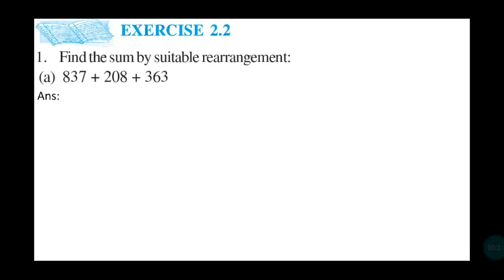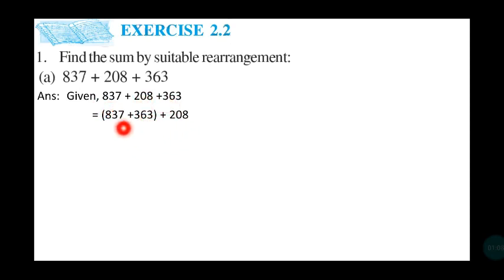Okay, let's see the answer. Given 837 plus 208 plus 363. Now we rearrange these numbers: first 837 plus the last number, that is 363, plus 208. Now one question will be in your mind: how can we know which two numbers we have to rearrange? How do we know which numbers to add first and then add the third number?